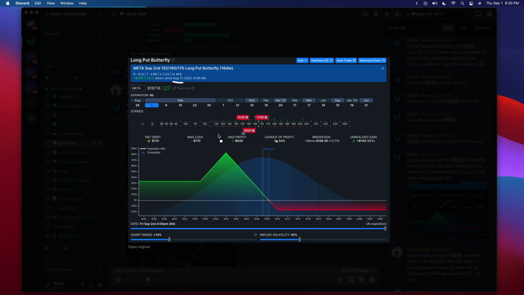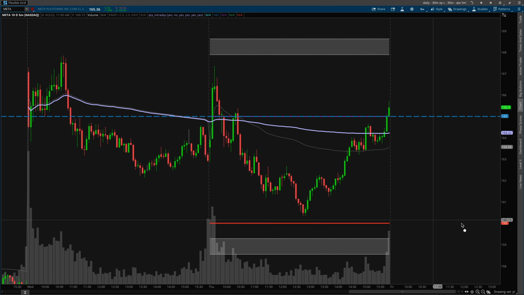This was opened on August 16th. It was a broken wing butterfly targeting 160. When it was at 160, I actually opened up an equity position to swing for the longer term down there. So I'm aware of 160, which is why I hopped in the 160 put. It's just been a level that's been very important for Meta.